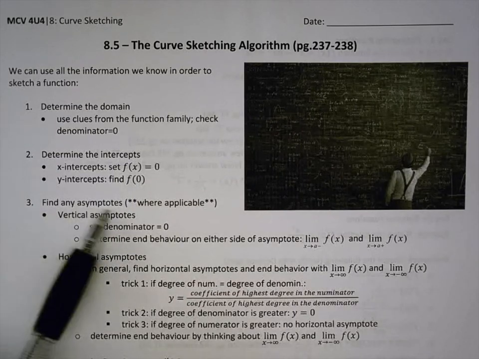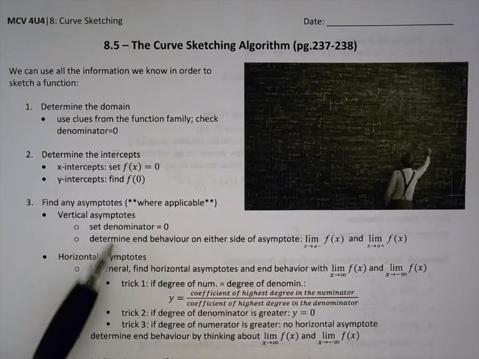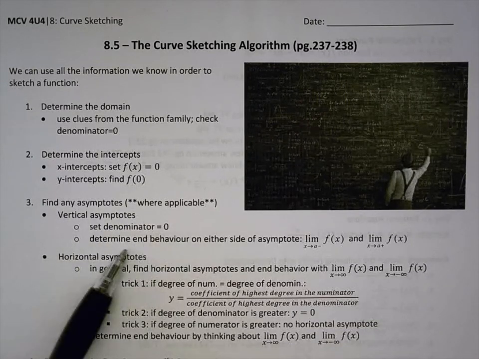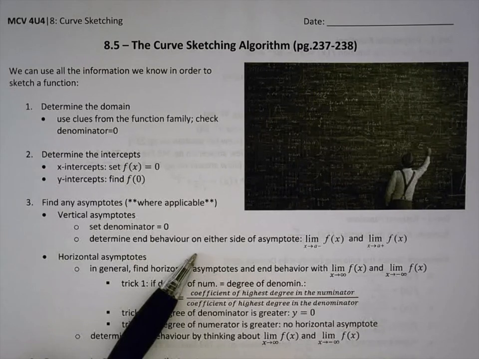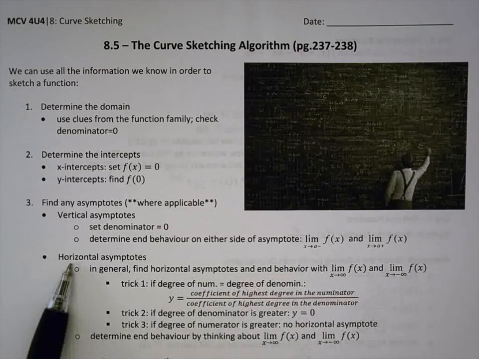Then you're going to find any asymptotes. Now, this is only where applicable. This is only for rational functions, functions that look like a fraction. You're going to have to find the vertical asymptotes by setting the denominator equal to 0, and then you're going to have to find the end behavior. Remember, we did a lesson on that where you sub in values that are very close. You have to find horizontal asymptotes.